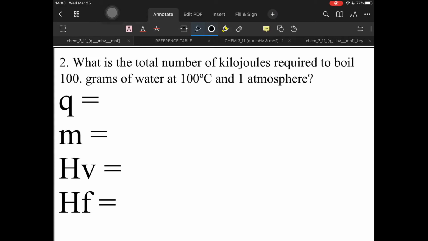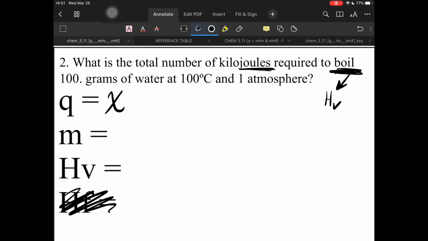Okay, number 2. What is the total number of kilojoules, right? So we're talking about joules. That means we're looking for heat required to boil. So that means we know that we're using heat of vaporization. So we can cross out heat of fusion.